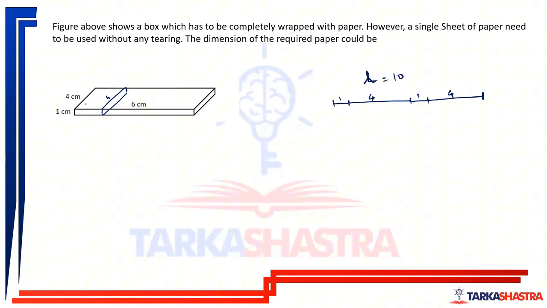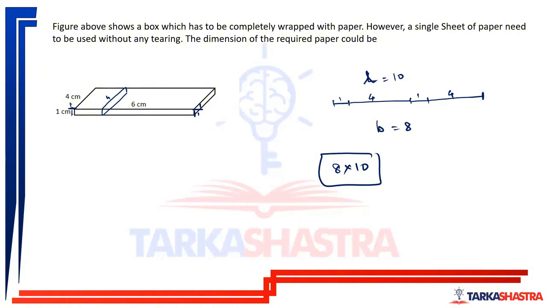Now, what is the other dimension that we need? So length is this. Now this is 6 and this is 1, this is 1. So the breadth we need is 8. And this one and this one, and total is 6. So the dimension needed is 8 by 10. No, in fact, 8 by 10 is not needed.